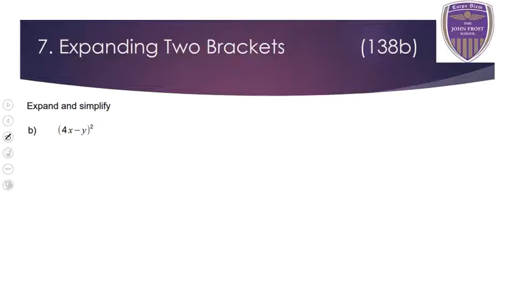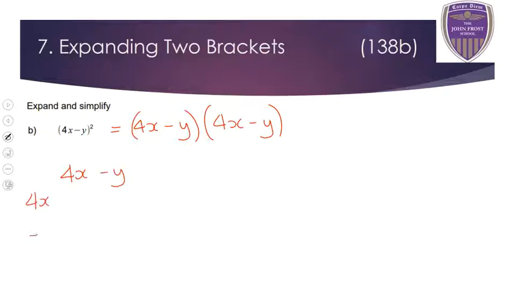Next one. So this has only got one bracket, but remember squared means times by itself, doesn't it? So this is the same as writing 4x minus y, and then the same thing again. So be careful when this comes up in a test, it's trying to catch you out. So box method, 4x minus y, 4x minus y.